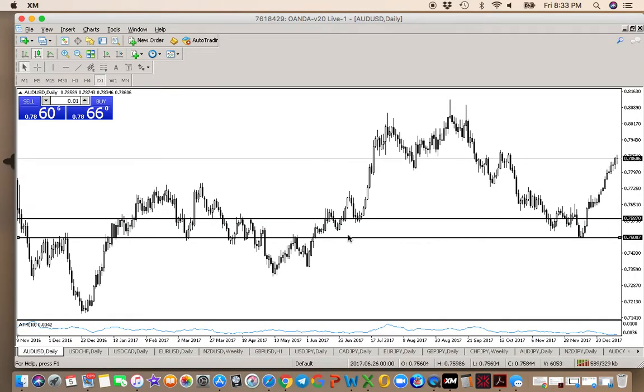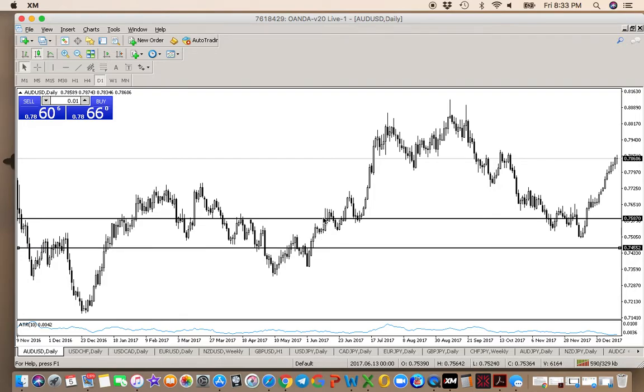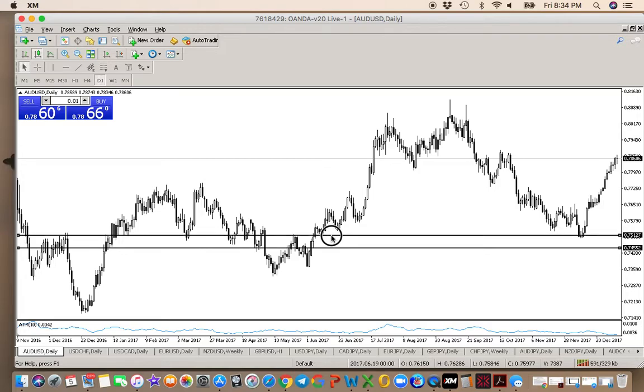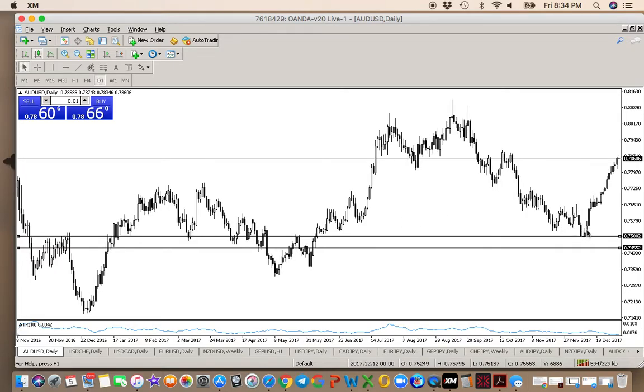Let's see. So what we can see is that this is definitely an area of confluence. So you have this line that I just placed here, the one that's flashing. You have it touched here, here, and here, and here. So that's a strong support line, and as we see, it held. Now it didn't give me any price action signal.